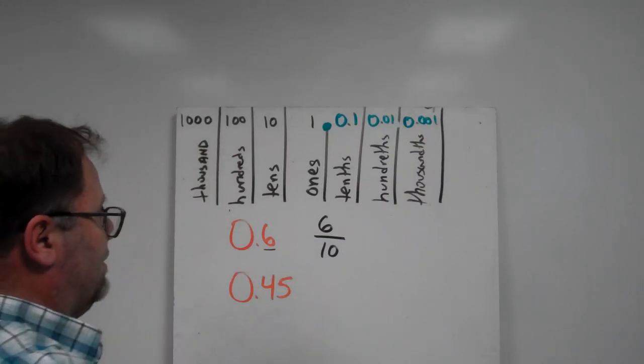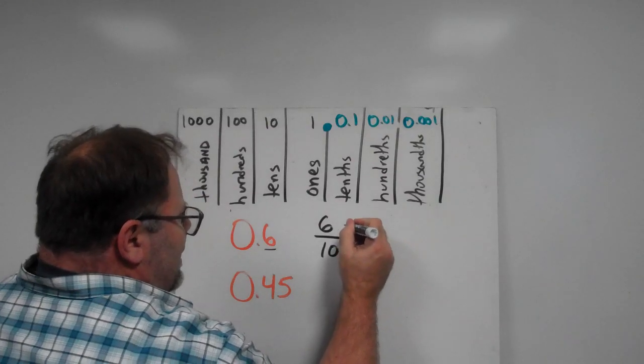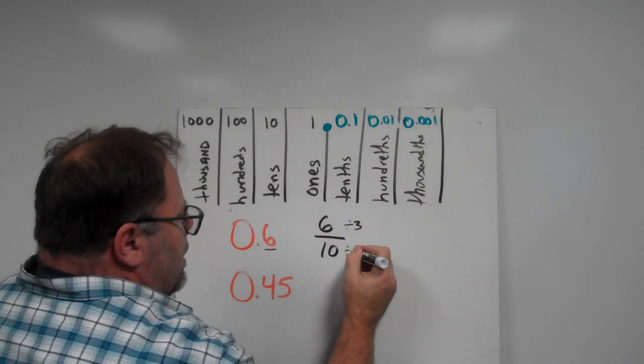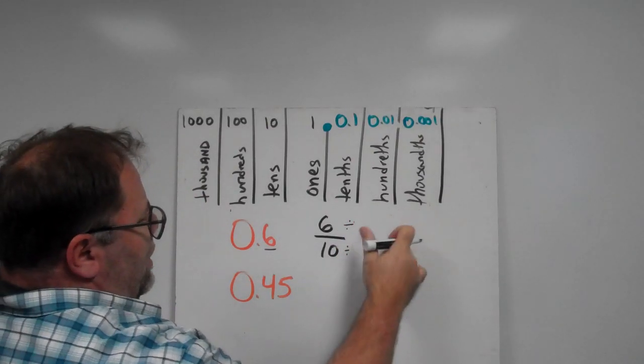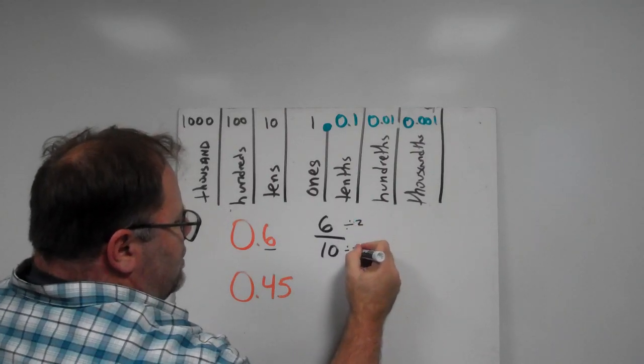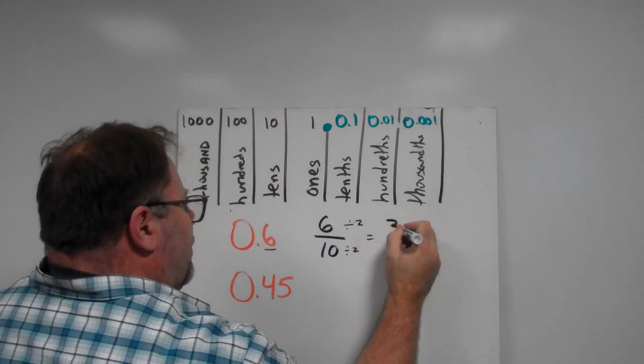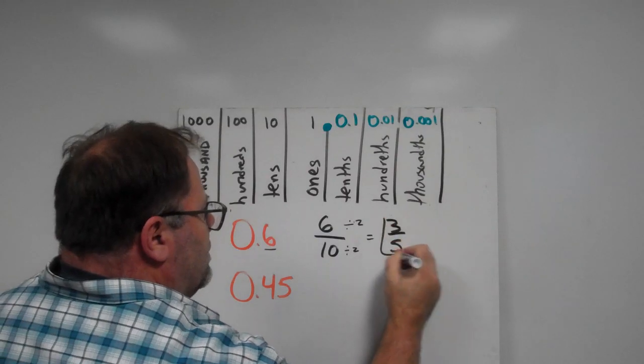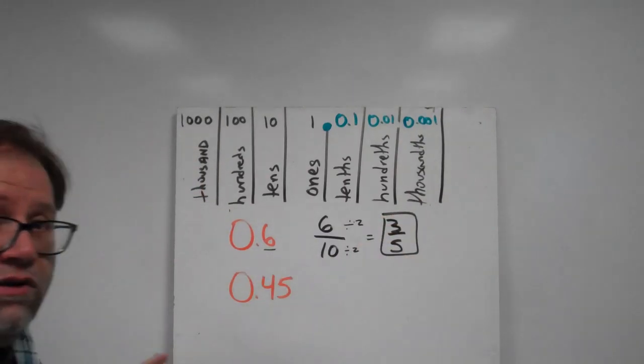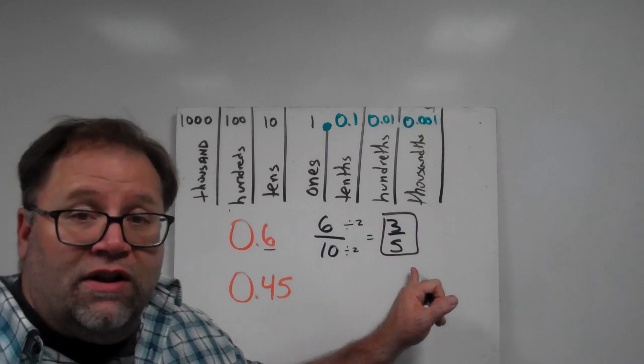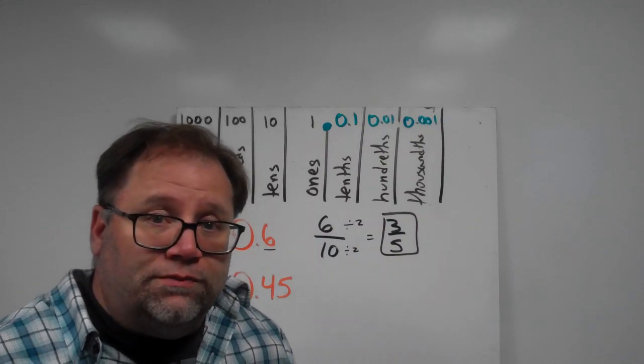We're always, no matter what, going to simplify fractions, so get used to it. We can divide them both by 2, not by 3. So divide by 2 and divide by 2, and we get 3/5. So that is that decimal written as a fraction, 3/5.